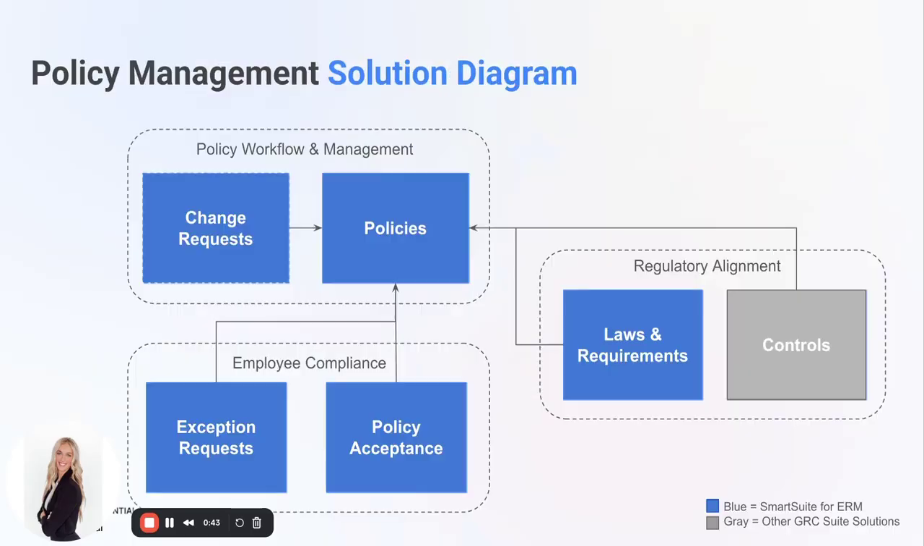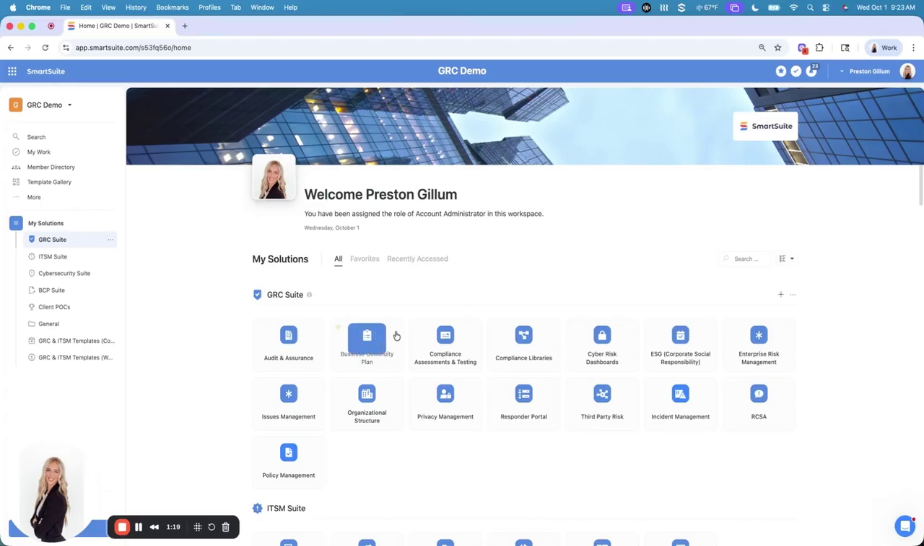This diagram shows how SmartSuite's policy management solution is structured and connected. Policies sit at the center, supported by change requests to the left, and then exceptions and employee attestations underneath, so you can manage drafting, approvals, and compliance all in one place. Those policies are aligned with laws, requirements, and controls to the right, creating a direct bridge between regulatory obligations and day-to-day employee accountability. Now we will jump into the demonstration.